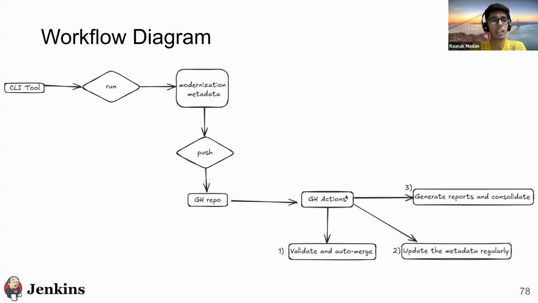So let's visualize how different components fit over here. We have a CLI tool and we run it, and it modernizes the plugins, makes a PR to the respective plugin repository, and then it extracts the modernization metadata. After extracting the metadata, we push it to a central repository. Over there, we have GitHub Actions that validates and auto merges that PR. Then we have another GitHub Action that updates the metadata regularly, and another GitHub Action that generates reports and does all the aggregation and consolidation.